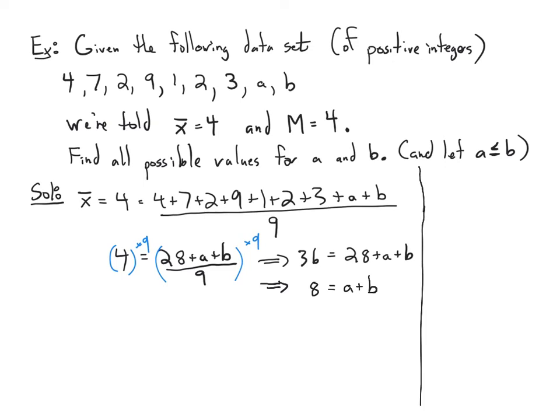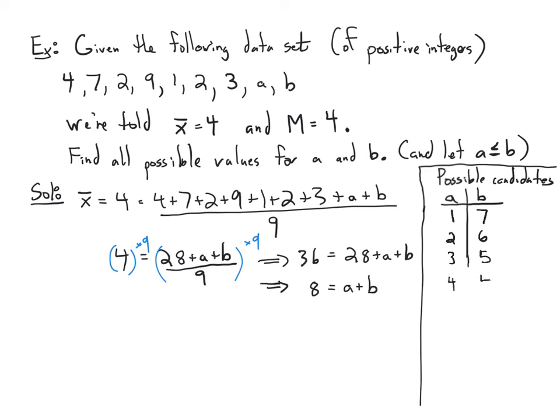So let's write down our possible candidates. Remember that A and B are positive integers. So we know they're not going to be fractions, they're not going to be decimals, they're not going to be negative numbers or 0. So we're severely limited in our possibilities. Let's make a little chart. And also remember that we're saying A is the one that, if there is one that's smaller, we'll say it's A. So our possibilities are 1 and 7. 1 plus 7 is 8, and that's the smallest that A can be. 2 and 6. 3 and 5. And 4 and 4.